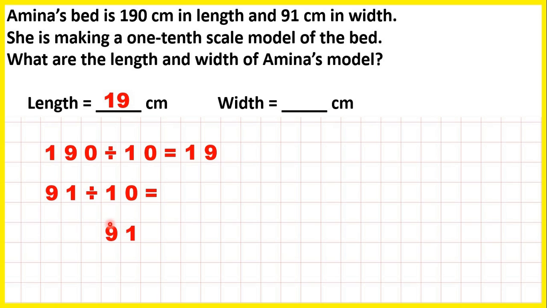Or we could write the number 91 with the decimal point on the end, copy it down, and then move the digits one place value, so 1 square to the right. So that means the width of the model will be 9.1 centimeters.